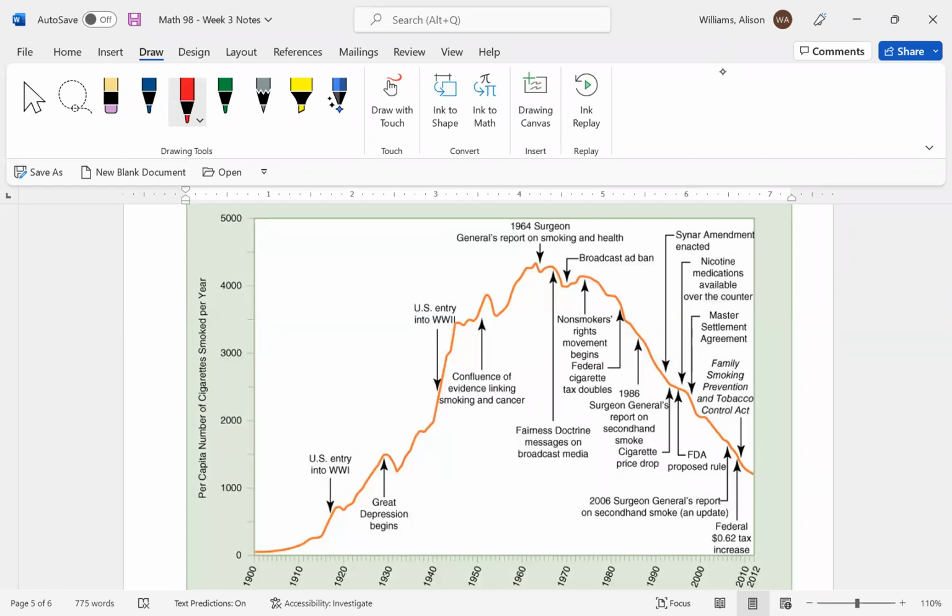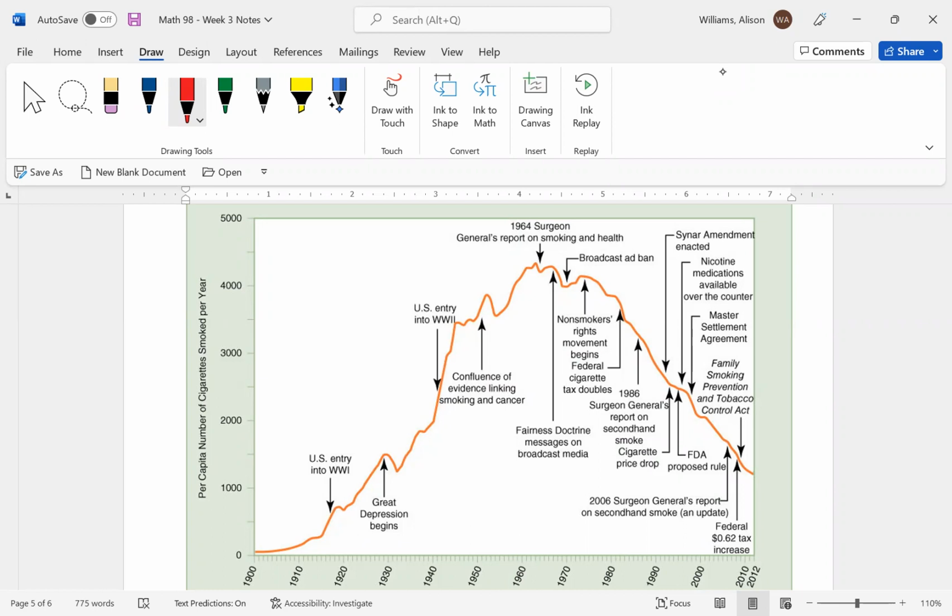Now they start talking about secondhand smoke, you know, just being near people who smoke is dangerous to your health. Then the Synar Amendment Act, I'm not certain what that is. You could look it up and see, but we can see that from here on out, we start having lots of things happening that are affecting this. We do see one thing, the cigarette price drop, right? So cigarette prices drop in order to maintain their group of people who want to continue smoking. Taxes had been increasing, and so they dropped the prices to try to keep people smoking. But man, it has been a steady decrease since.